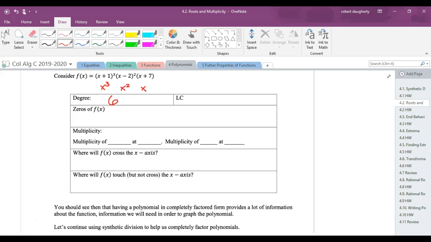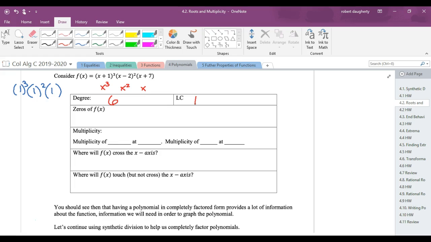The leading coefficient. To find the leading coefficient, you look at the number in front of everything. So what's in front of this x? 1. So I'm going to have a 1 cubed. What's in front of this x? A 1 squared. And then what's in front of the next one? What happens when you multiply all of those numbers together? The leading coefficient is 1. Okay? So the reason we're doing this is these things are going to have implications when we get to graphing. So you need to be able to get the degree and the leading coefficient.